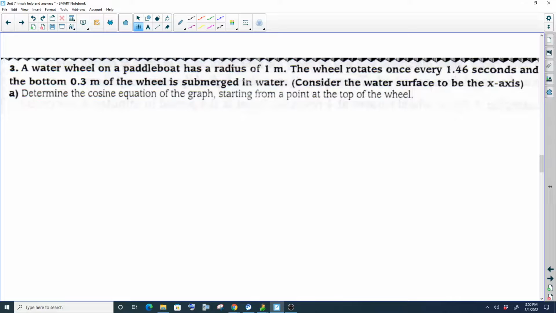Okay, here we go. So basically we're doing Ferris wheel applications, which is awesome. We're in quarter 3, week 7. I think this is 7.1 or 7.2. A water wheel on a paddle boat has a radius of 1 meter. So we're going to draw the picture over on the right side here. So here's our paddle boat, with a wheel on it.